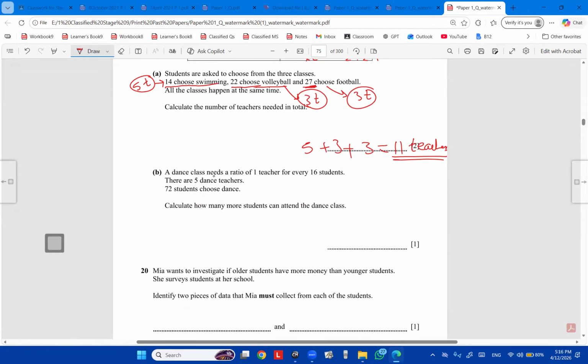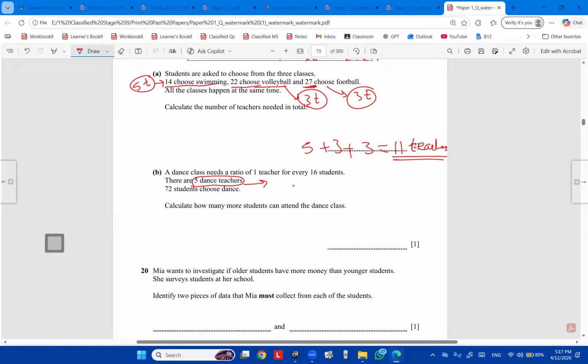A dance class needs a ratio of one teacher for every 16 students. There are 5 dance teachers. 72 students chose dance. Calculate how many more students can attend the dance class. One teacher for every 16, and I have 5 dance teachers.